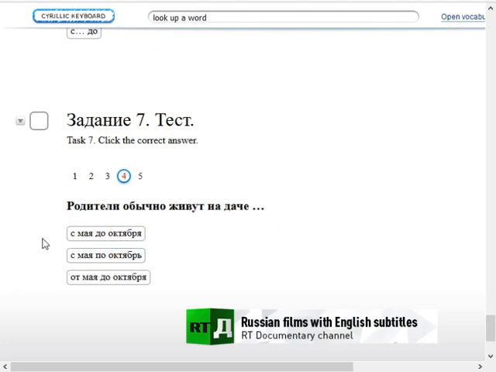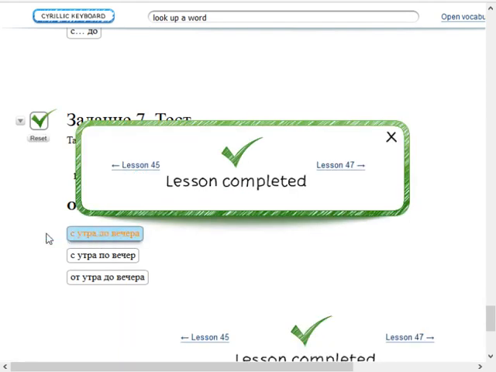Родители обычно живут на даче. So parents usually live in the dacha, in the country home, from May till October. So these are months, so it's с/по, с мая по октябрь. And finally, она не может работать без обеда. So she cannot work without lunch or dinner. С утра до вечера. So from morning till evening. So these are times in the day, so it's с/до. С утра до вечера. And there you go.